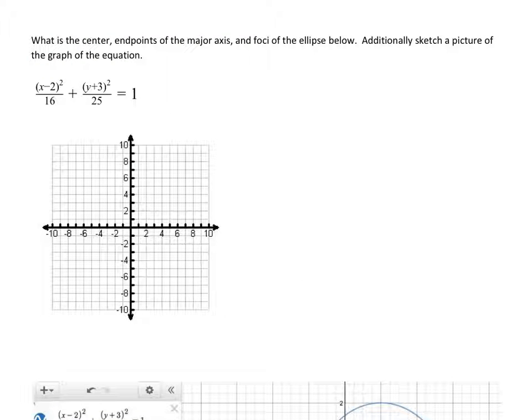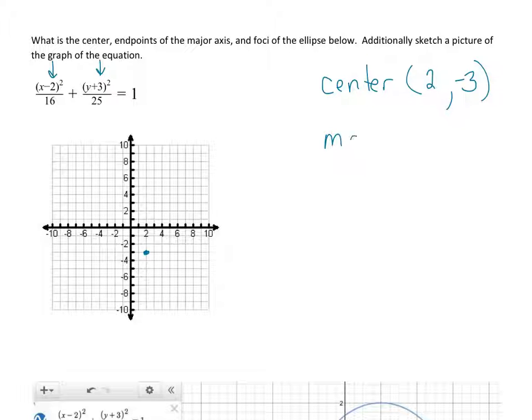Okay, let's look at our last ellipse. So we want to find the center, endpoint of the major axis, and foci of the ellipse below, and sketch the picture of the graph. So basically graph the ellipse. So first I'll start with the center. Now this one has a different center than 0, 0 because you can see it has the -2 here and the +3 here. So just like a circle, we just take the opposite of that for the center. So this would be 2 and -3. So this ellipse will start at 2, -3, which is here.